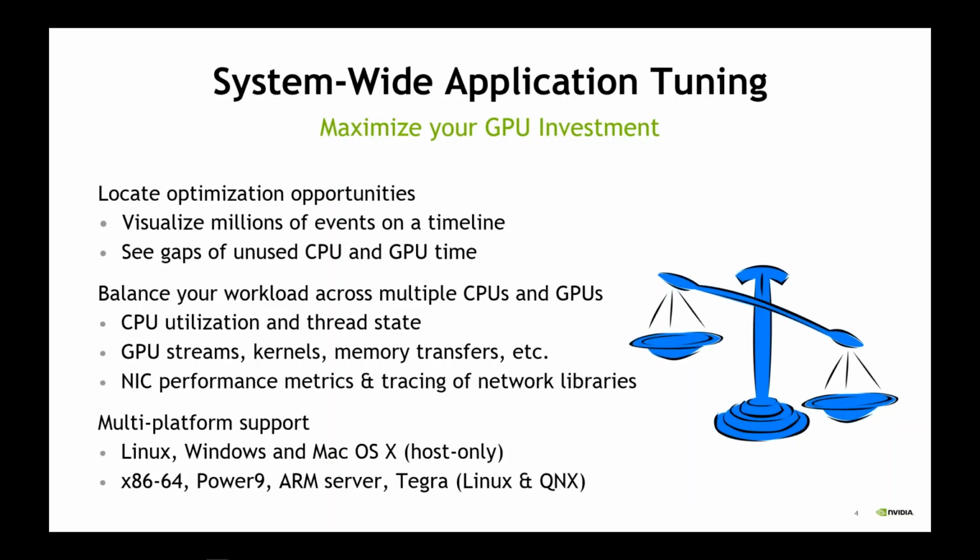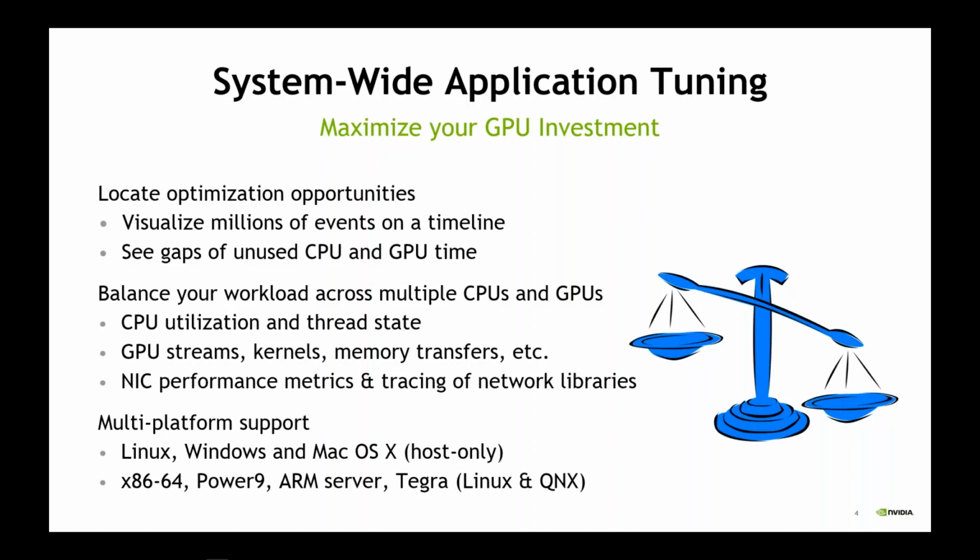So what can it do? It can track your application's behavior, and thus it can give you the means to locate optimization opportunities. The GUI allows the visualization of millions of events in a timeline and provides you with the means to spot gaps of unused CPU and GPU time, and also time where your network interface card is not active. Since NVIDIA is also a network company right now, we also started to support more in terms of networking. So you can also figure out when network interface cards are not active or not utilized much.